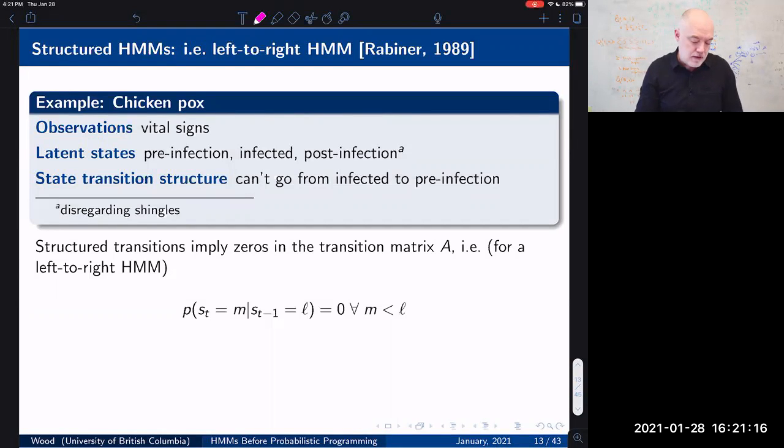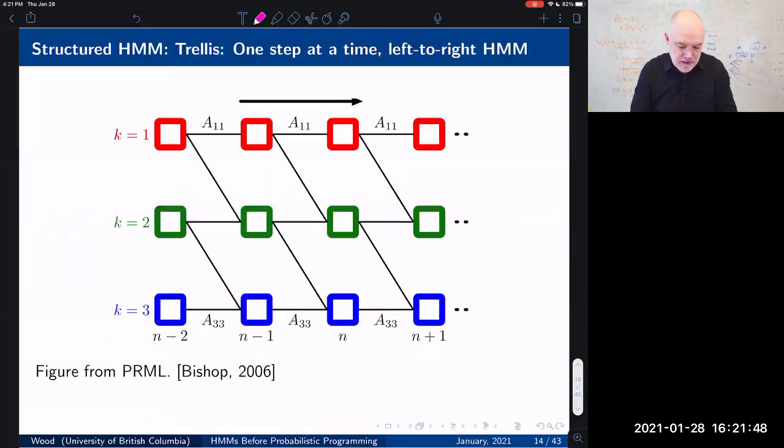So you have vital signs, latent states are pre-infected, infected, post-infection, state transition. You can't go from infected to pre-infection, disregarding shingles. Structured transitions implies zeros in the transition matrix. So for a left to right HMM, well, these are called left to right HMMs anyway, the probability of transitioning to some state M, given that you're in state L, is 0 for all states that are in index value less than L. Okay, so we can have structured HMMs, we can have structured explicit duration HMMs, so on and so forth, all these things.